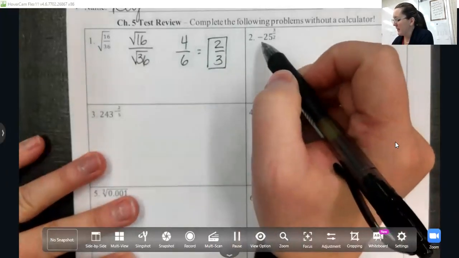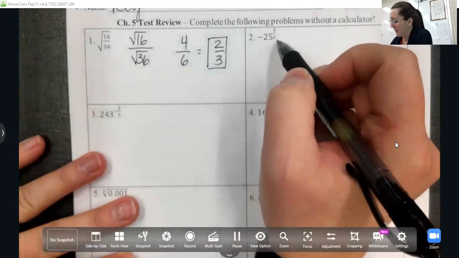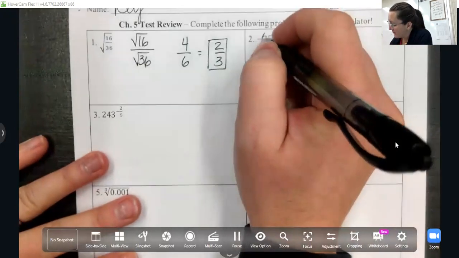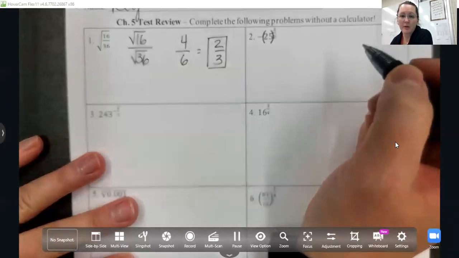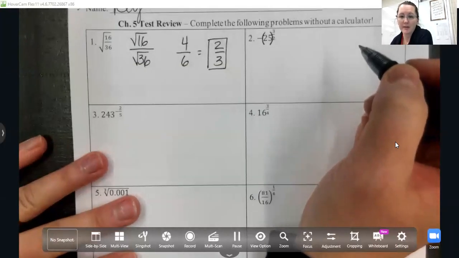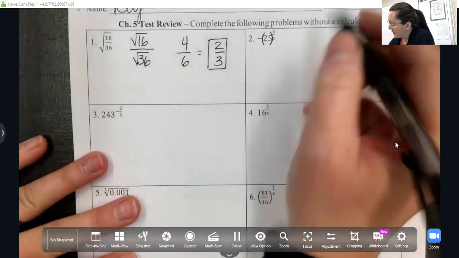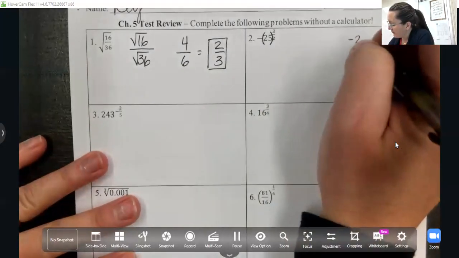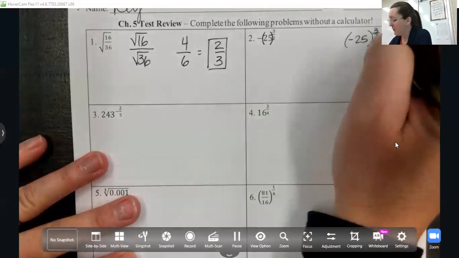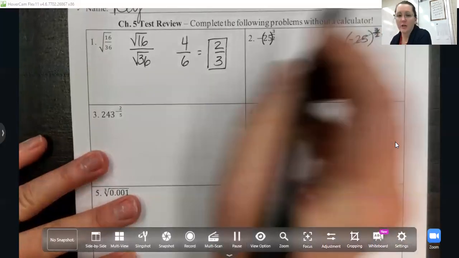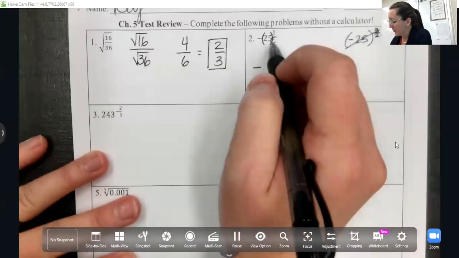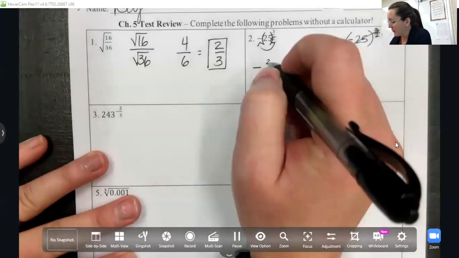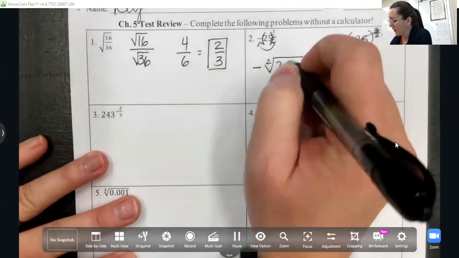Here we go. This is negative 25 to the 3/2 power. Now I want you to notice that negative is not included with the 25 because it's not in parentheses. This is different than this, right? That's not what they're saying here. They're saying just the 25. So whatever it is, we're going to leave it on the outside. This 2 becomes our root or our index. So it's the square root of 25 to the 3rd power.